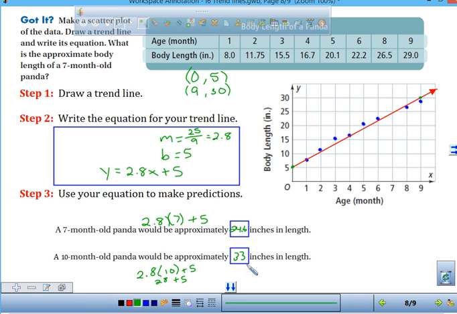30 would go here. I would subtract 5 on each side, then divide by 2.8, and I'd get how old our panda would be at 30 inches long. Okay? So depending on the information I give you, depends on which variable you substitute it for, y or x. Okay? So your homework tonight is to work on I-6.